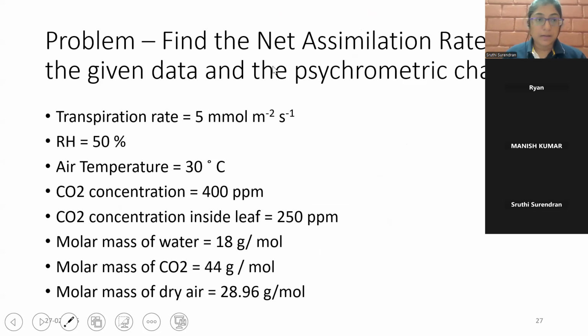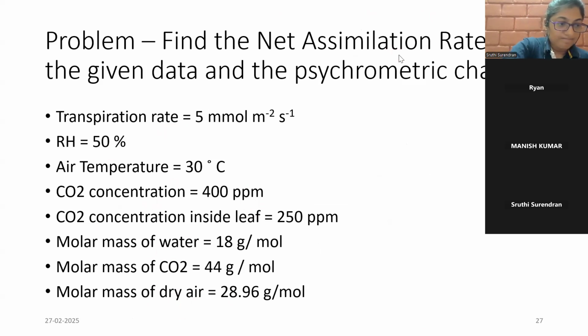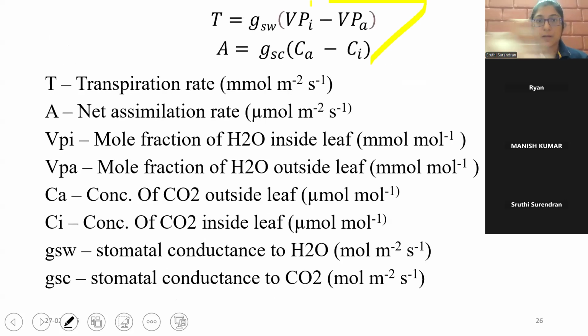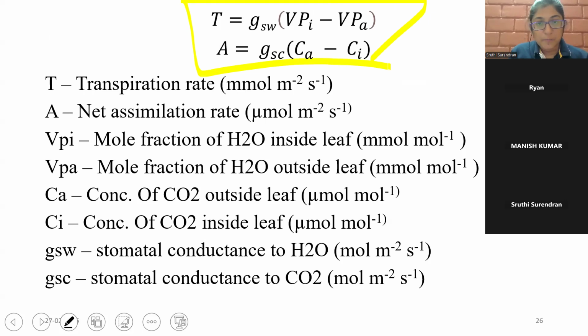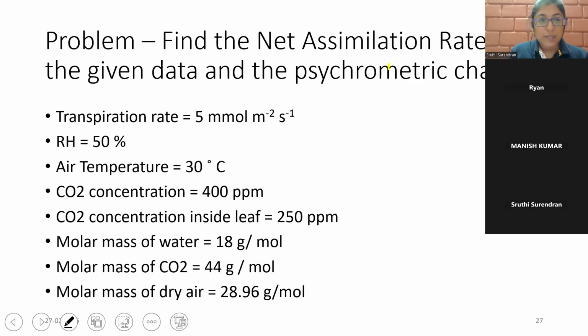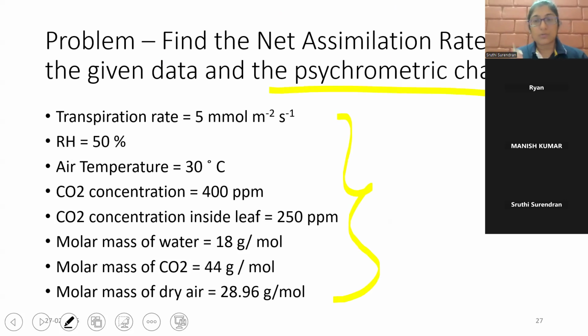Now we will do a problem where I have given the transpiration rate, the relative humidity, the temperature, the carbon dioxide concentration inside and outside the leaf, molar mass of water and molar mass of dry air. What you need to do is find the net assimilation rate. So we have these two formulas, right? Using these two formulas, you need to find the assimilation rate with this given data, along with using the psychrometric chart.